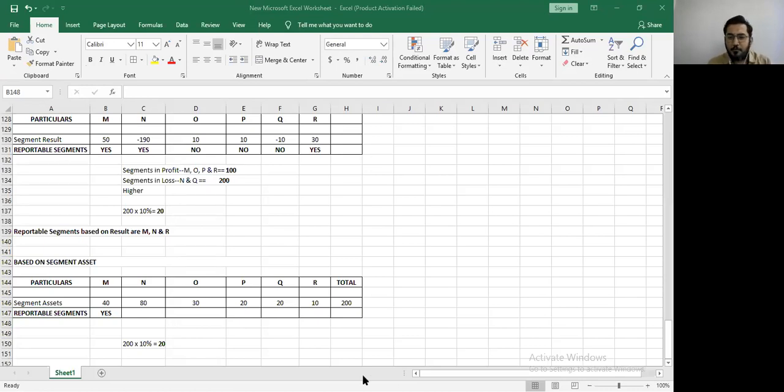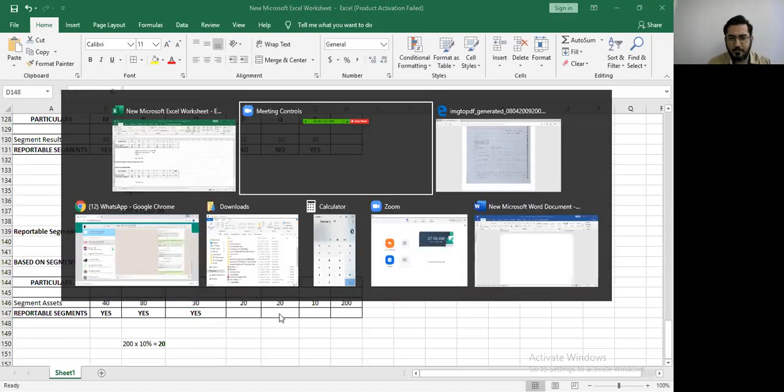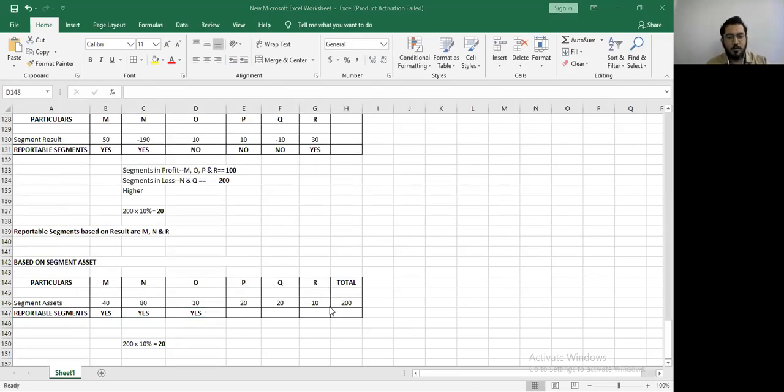Is segment N reportable? Segment N is also reportable. Okay, very good. Is segment O reportable? Again, it exceeds 20. Yes, it is reportable. What about segment P?